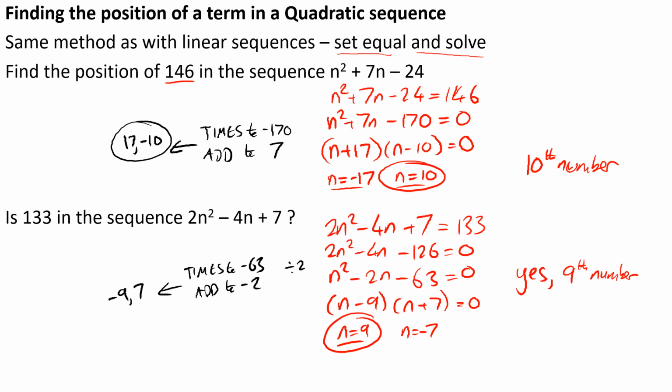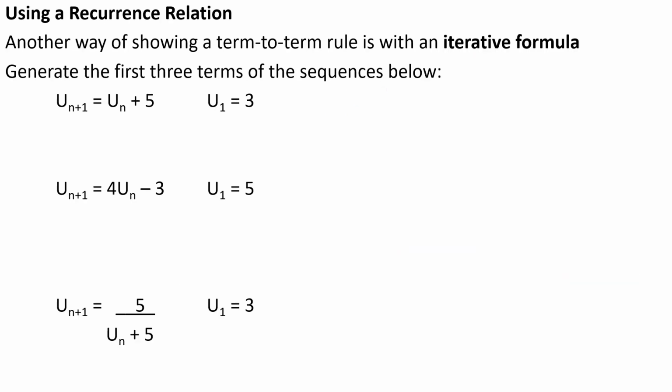Another way you could do that is with trial and error. You could sub in different values of n and see what you get. I wouldn't recommend it, but if you don't like solving quadratics, it's definitely a way around that. And the last thing I wanted to talk about was recurrence relations, which are something that will be more expanded on when we do iteration, but you can be asked to generate a sequence that's given to you in this sort of format here, and I just wanted to talk about it.